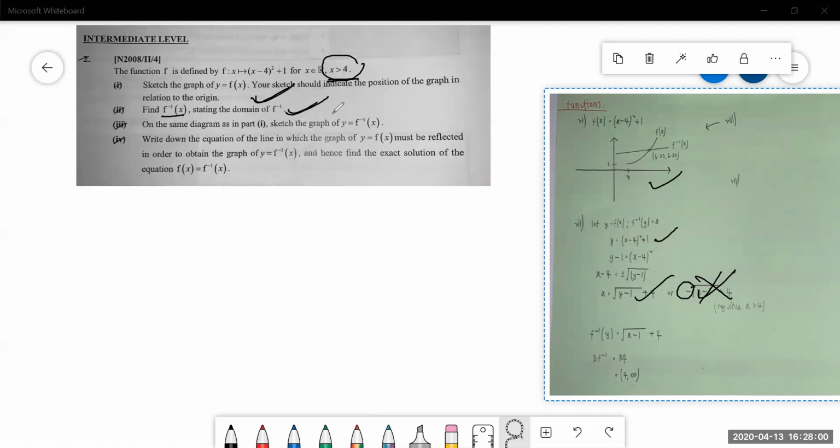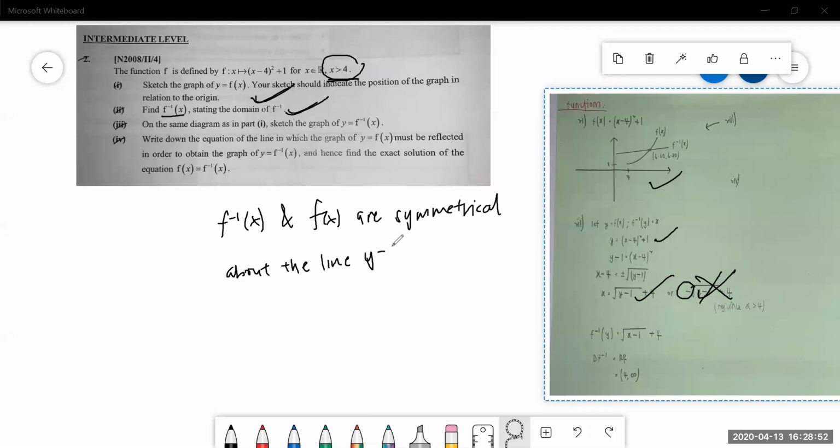On the same diagram in part 1, sketch a graph of f inverse. So you want to sketch f inverse. Basically, you know how to sketch f inverse. F inverse is basically the opposite. Let me write this down. F inverse and f(x) are symmetrical about the line y equals x.